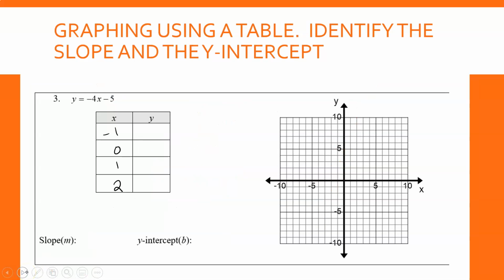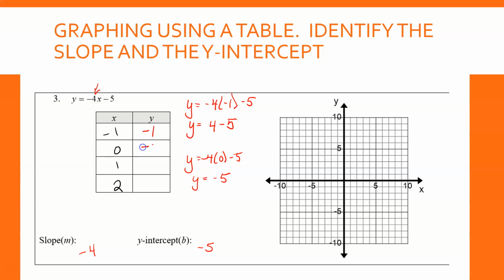All right, because my slope, which is right here, is -4, it's a whole number, I picked -1, 0, 1, 2 for x, and my b is -5, which is my y-intercept. So I'm going to plug in -1 instead of the x, do my multiplication first, so -4 times -1 is 4. That becomes -1, okay? When I plug in 0, it's -5, which also can be found right here. That's always paired with the 0.